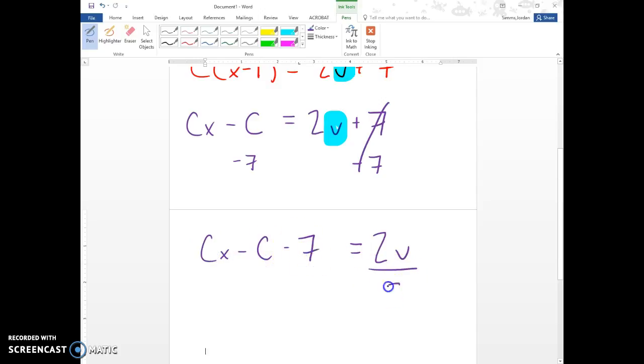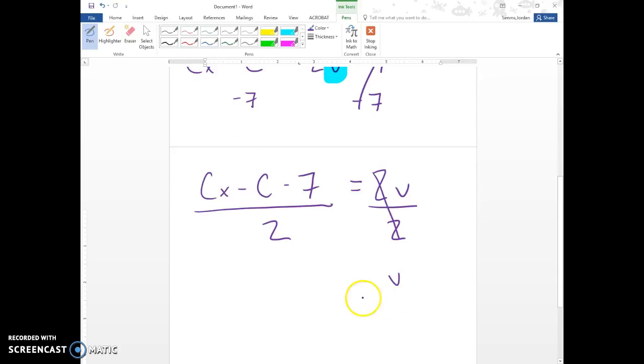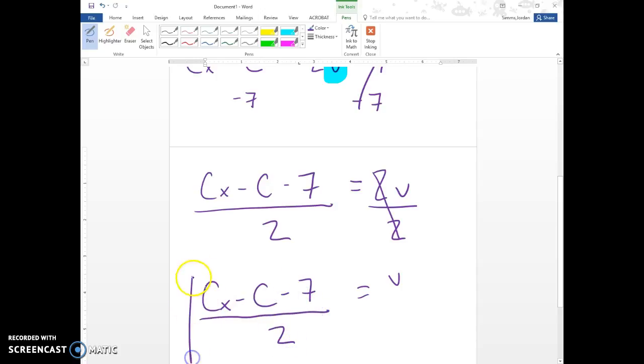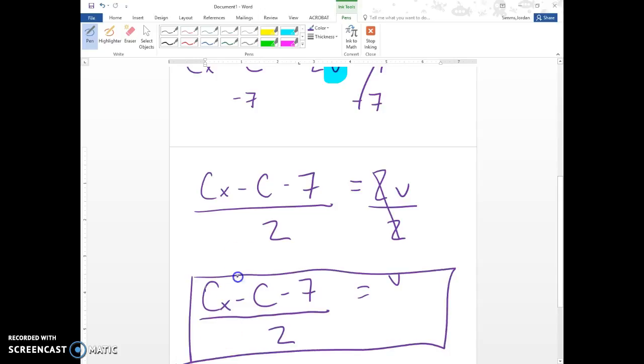And then I'll divide lastly that whole thing. And when you divide one side, you got to divide that whole side off. Okay, so v equals all of this, cx minus c minus 7 all over 2. Okay, now don't worry about what this is because I just made that up.